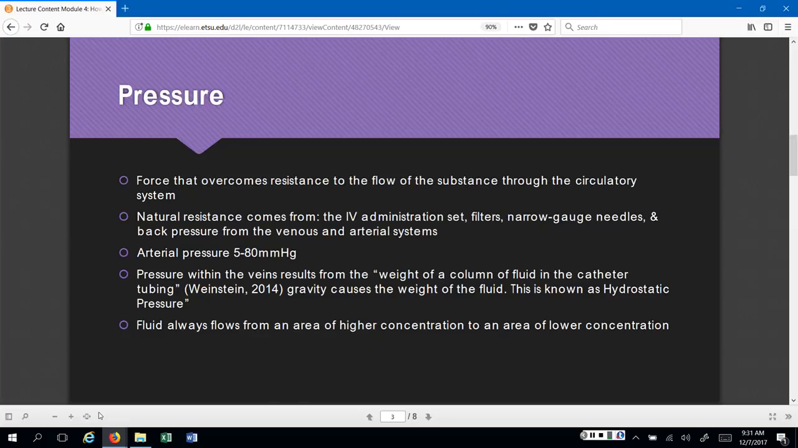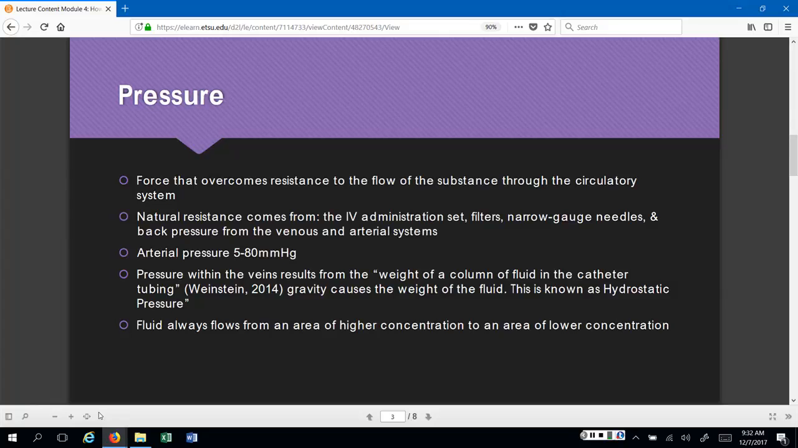So you do have some natural resistance. This comes from the administration set or the IV tubing. As you may recall from your high school days, anytime a substance rubs up against the walls of another substance, there is a degree of friction and resistance generated there. So as the IV solution, whether it be blood, IV fluids, or TPN, goes through the administration set tubing itself, it experiences some resistance there.